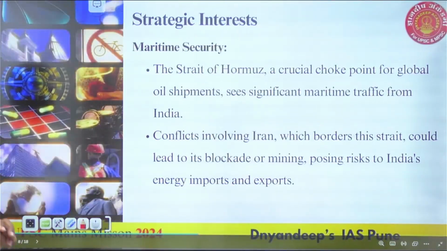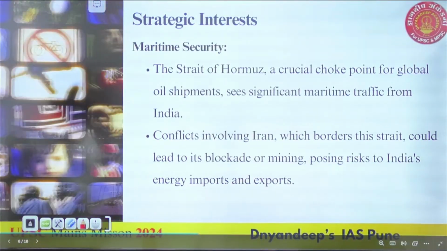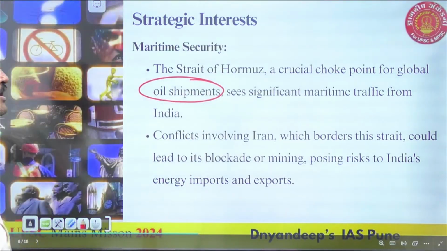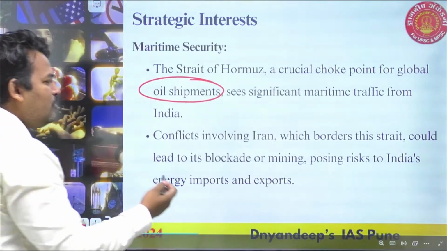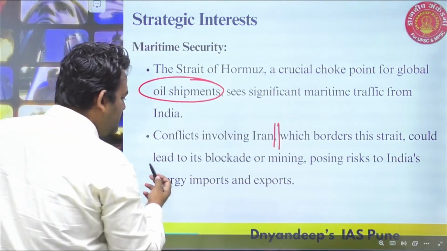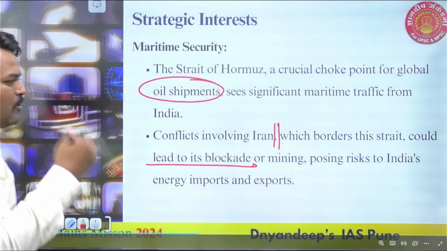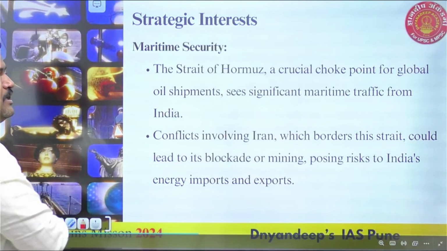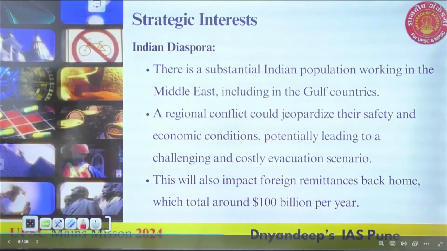Second thing is maritime security. The Strait of Hormuz, a crucial choke point for global oil shipment, sees significant maritime traffic from India. Conflict involving Iran, which borders this strait, could lead to blockade or mining, posing risks to India's energy imports as well as India's exports.